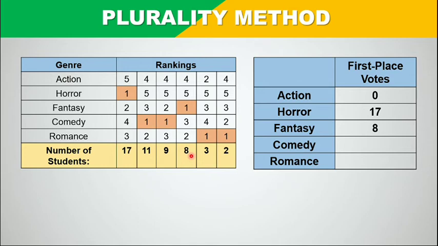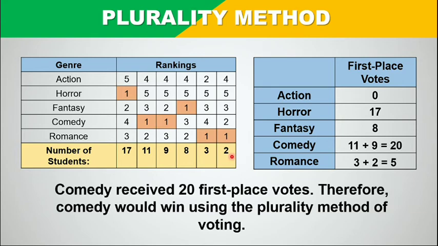Now for comedy, we have 20 because we have 2 ones in the ranking, 11 and 9. That's why it's 20. For romance, we also have 2 rank 1s, so you just add their corresponding number of students, 3 and 2, so that's 5. Now, comedy received 20 first place votes. Therefore, comedy would win using the plurality method of voting. That's how the plurality method works.